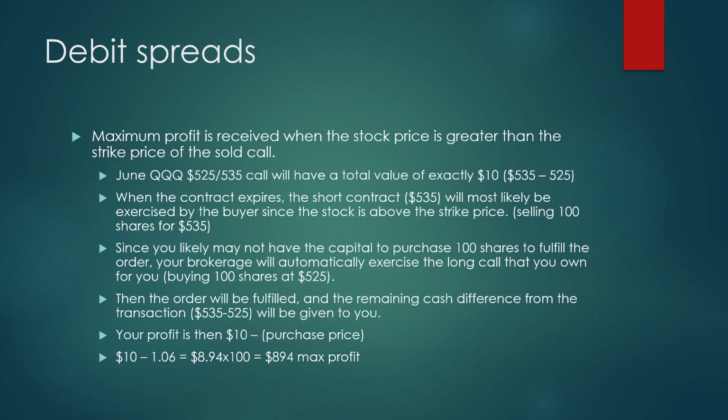And since it's exercised by the buyer, that means that transaction needs to be fulfilled somehow, and your brokerage will either purchase 100 shares on your behalf, or it'll exercise the long call that you have in order to fulfill that transaction. The brokerage is most likely going to use that long call that you have because they assume that you don't have the capital to purchase 100 shares. And that's usually how most of these spreads work, specifically by this process of exercising the calls.